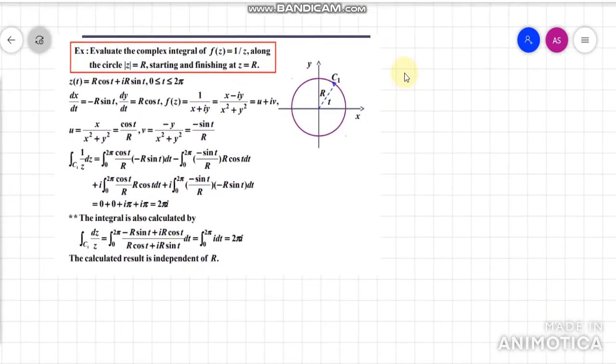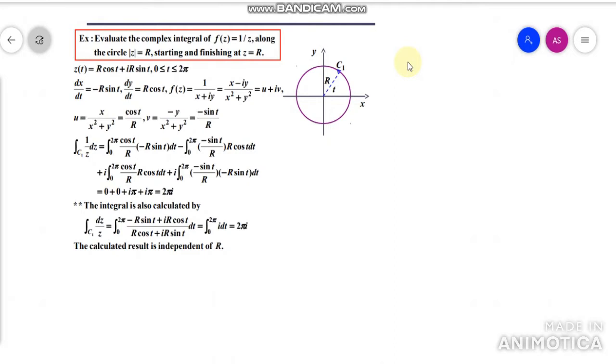Now let us see the problem. So let me take one solved problem. Evaluate the complex integral. We can also say: evaluate the line integral of f of z is equal to 1 upon z along the circle modulus z is equal to capital R, starting and finishing at z is equal to R.